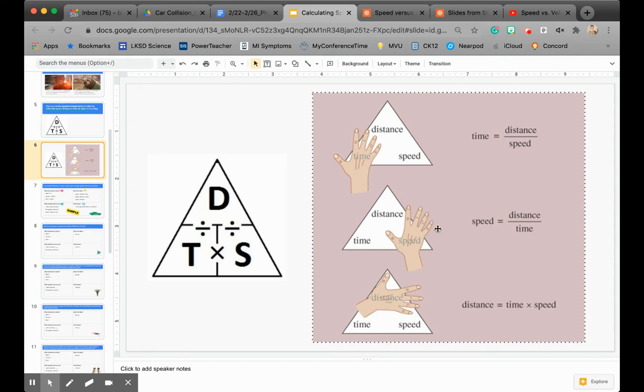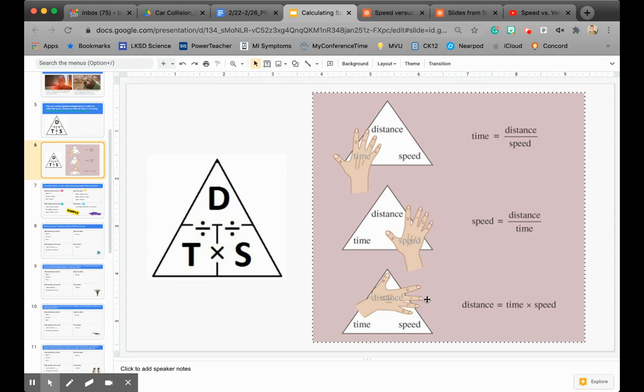Let's say I was trying to find an equation that helps me determine the speed. This one we already know, but just for the sake of using the triangle, I put my hand over the speed variable. That means that my other variables left are distance and time. My equation becomes speed equals distance divided by time. For those two, you have to remember to read this triangle from top to bottom. So the top variable always being distance divided by, and then whatever the bottom variable is.